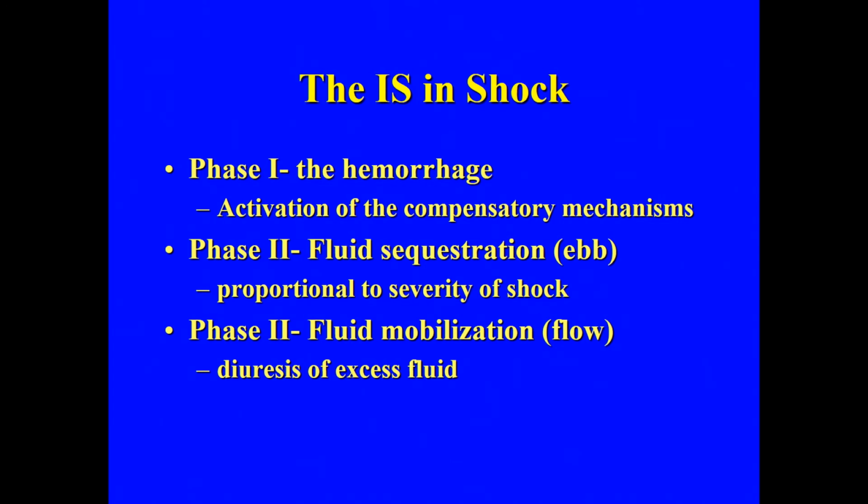During hemorrhage, the first phase involves activation of the compensatory mechanisms. In phase 2, there's a fluid sequestration or ebb phase, which is proportional to the severity of the shock. Phase 3 is described as the flow phase, where there is mobilization of fluid out of the sequestered beds in the interstitium, leading to diuresis of excess fluid.